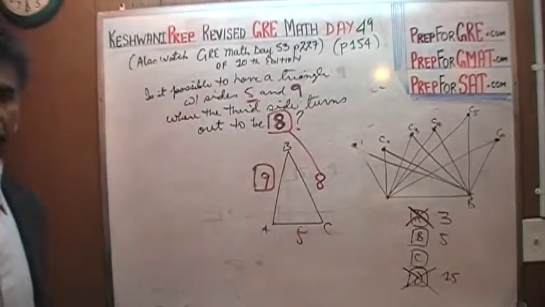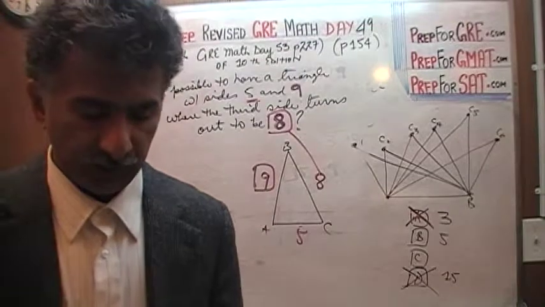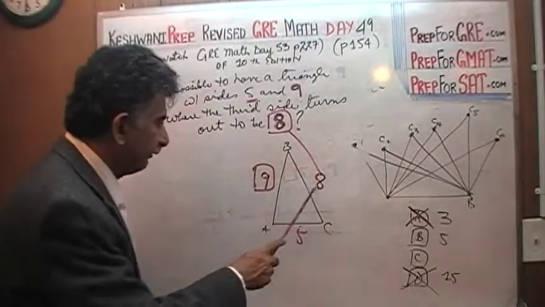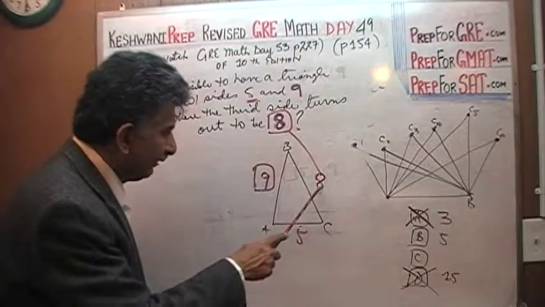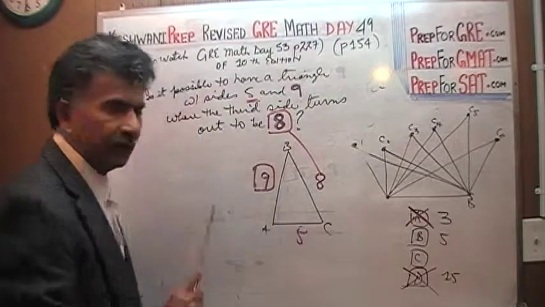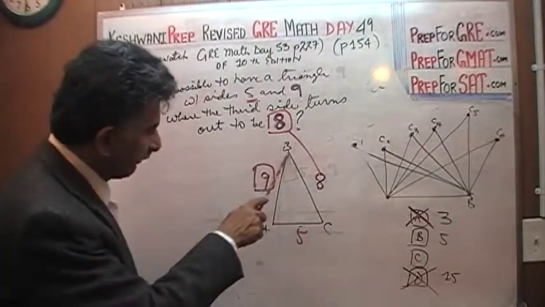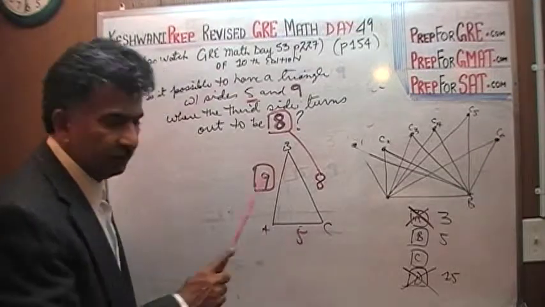And that is a legitimate triangle, because the sum of any two sides is always more than the third side. 9 plus 8 is more than 5. 9 plus 5 is more than 8. 5 plus 8 is more than 9. It is almost an isosceles triangle. This side happens to be 8 inches long, this side 9 inches long, and the bottom there is 5 inches.